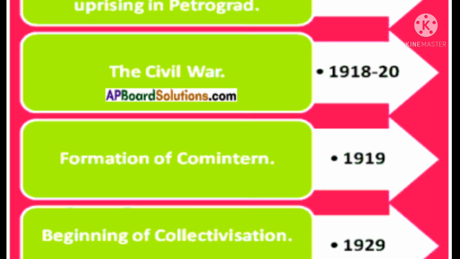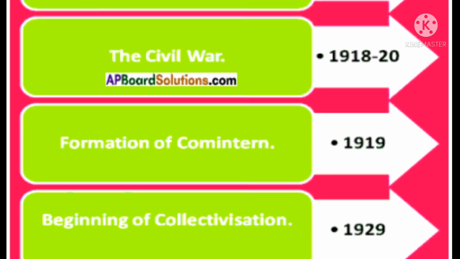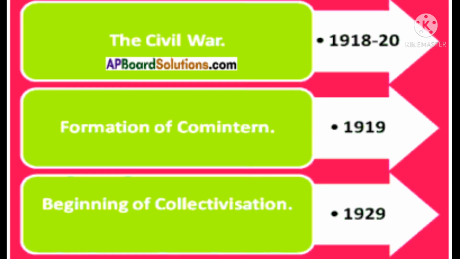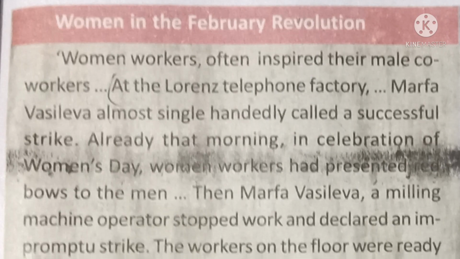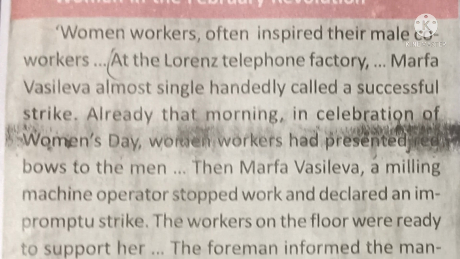Why did the civil war occur in Russia? The civil war broke out between the Bolshevik group and the White Army, over the establishment of socialism versus political monarchism and economic capitalism. Do you understand the timeline chart, children? Now let us go to women in the February Revolution.